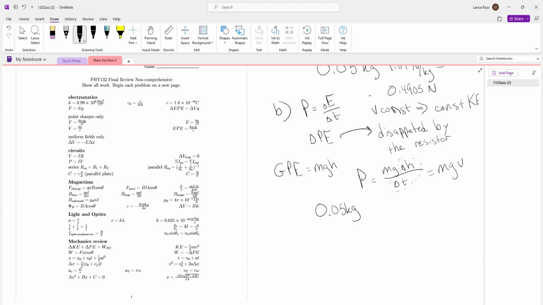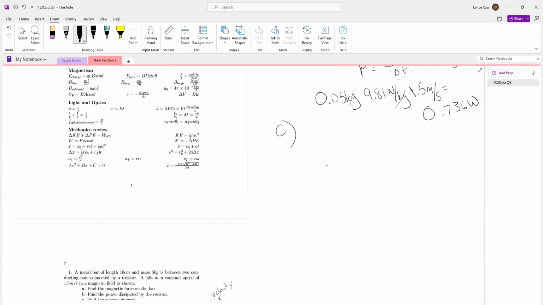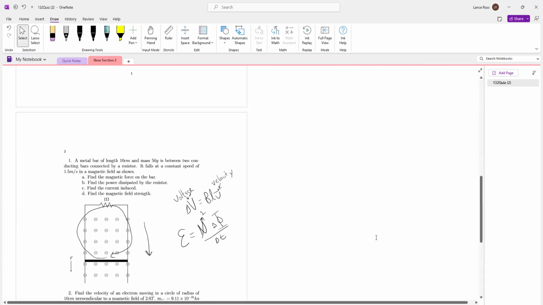0.05 kilograms times 9.81 newtons per kilogram times the velocity of 1.5 meters per second. So our power is going to be 0.736 watts. And that's watts because our kilograms cancel. We're left with newton meters, which is joules per second, and joules per second is watts. Part C says find the current induced.